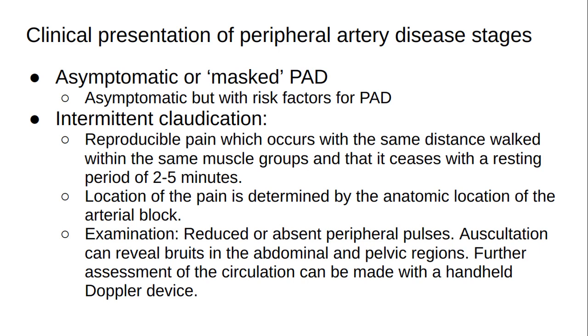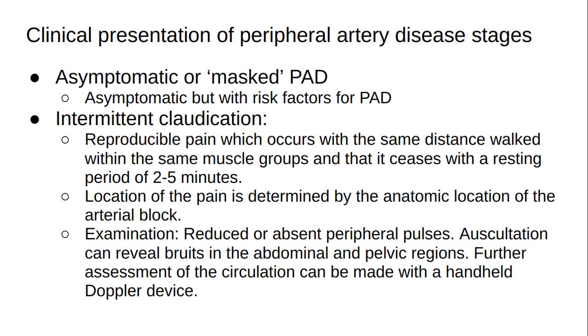Intermittent claudication. The patient presents a reproducible pain that occurs with the same distance walked or the same physical activity within the same muscle groups, and it ceases with a resting period of 2 to 5 minutes. Cramping or fatigue in the calf, thigh, or buttock during physical activity.